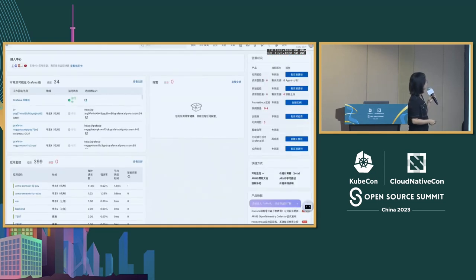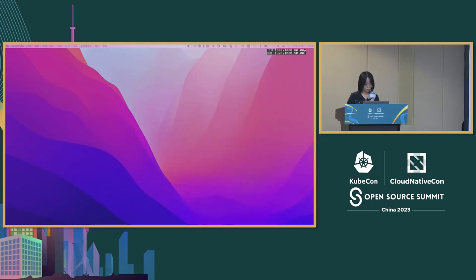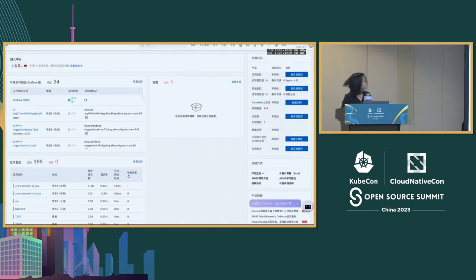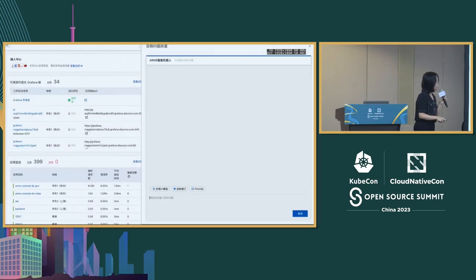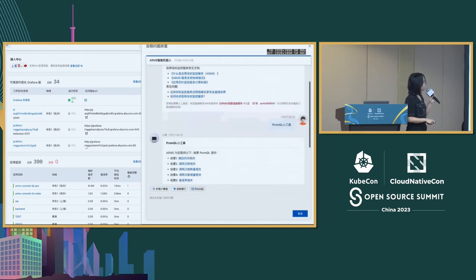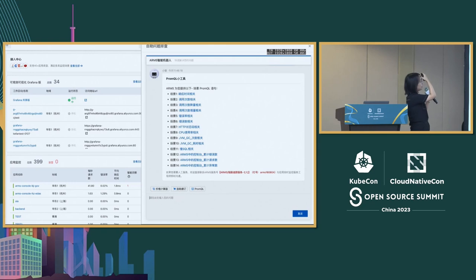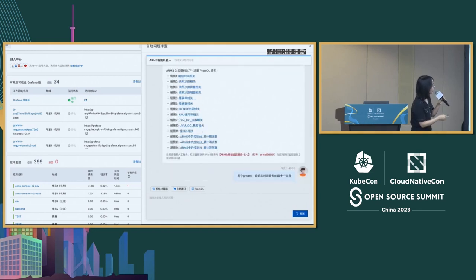Okay, I'm going to show you a demo. You can see the chatbot here. It's okay. The chatbot here is provided by ARMS. We created the bot called PromQL, and you can see the scenarios we have supported. You can just ask it anything about PromQL. It's like, write a PromQL, I want the top 10 applications with the highest response time, and the LLM is thinking.